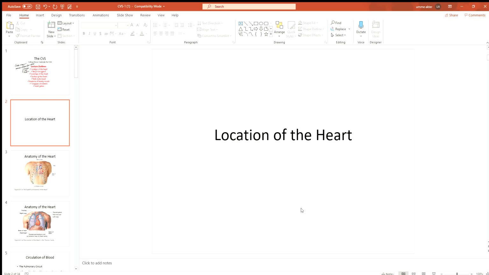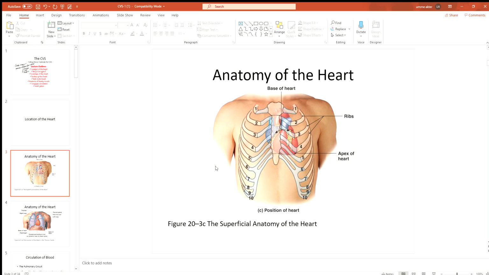Heart is located mostly in the left side of the thorax. You see here, this is the heart, and about two-third part of the heart, if this is the midline, right? So two-third part is located in the left side, and one-third part is located in the right side of the thorax.